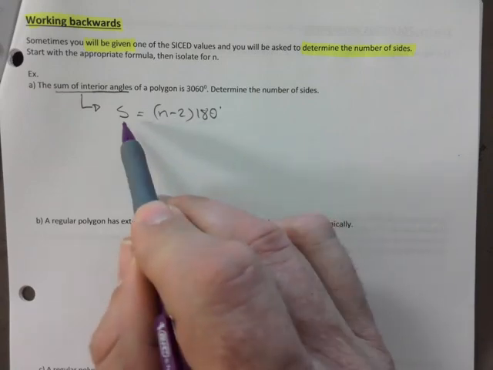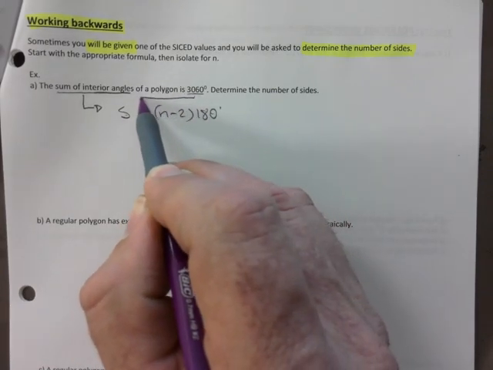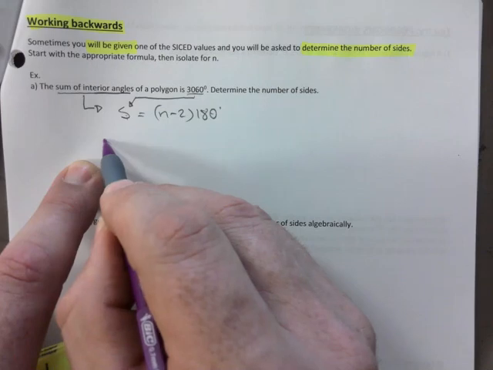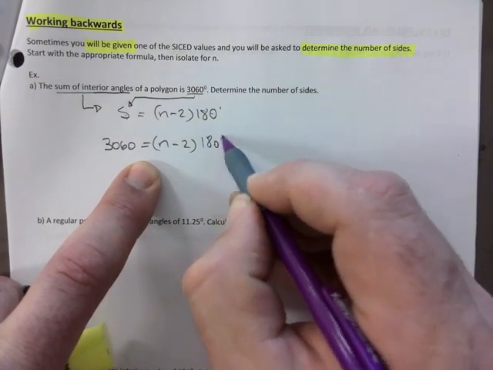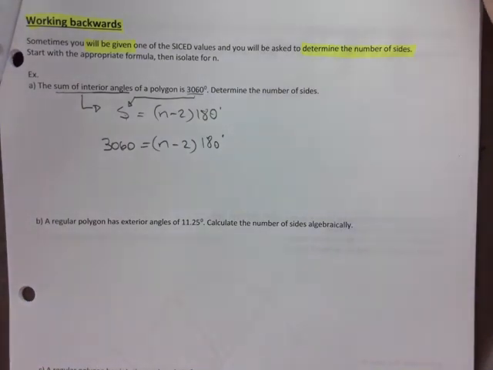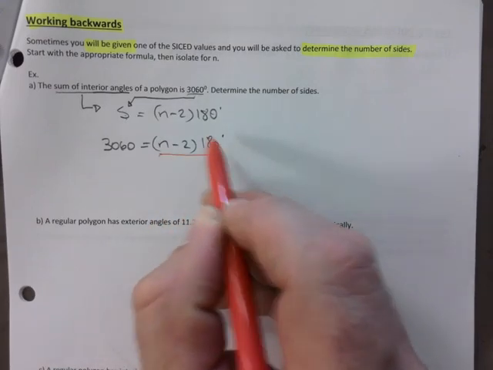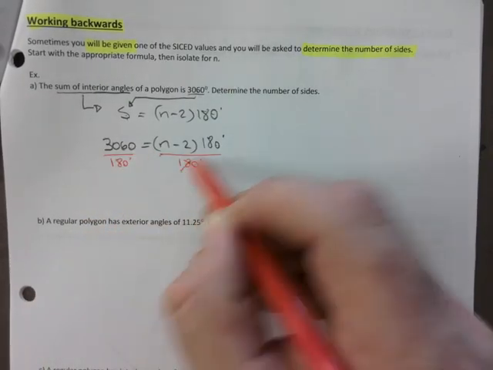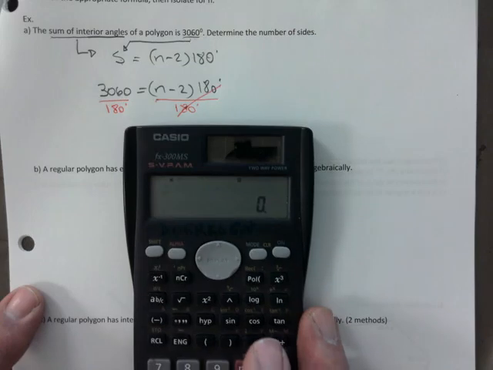Which one of all of these things do we know right now? We actually know S. We know this number. So you substitute that in. So you put 3,060 in there. And here's where you can do a number of things, but I'm going to tell you which one is better for you. Okay? Watch this. I'm going to divide both sides by 180. Instead of multiplying it out, I'm going to divide both sides by 180 degrees. Cancel them out, do the math on the left side. That's normally how backwards works, okay?